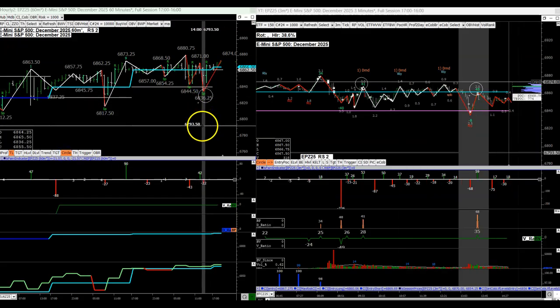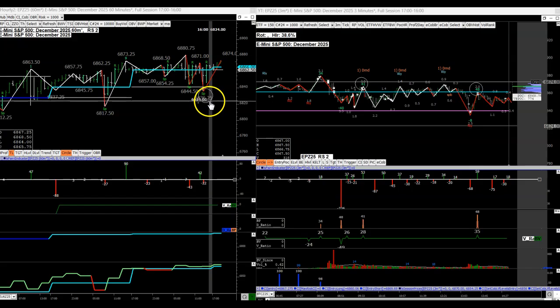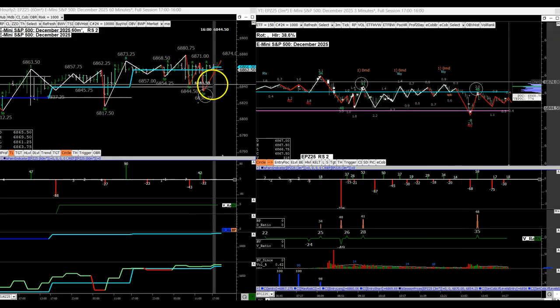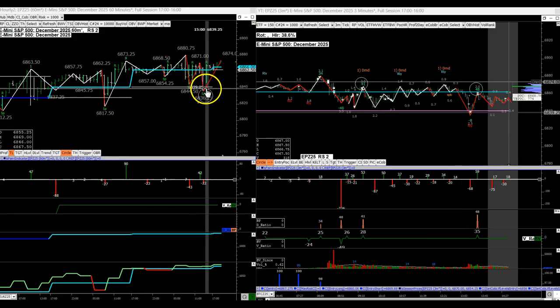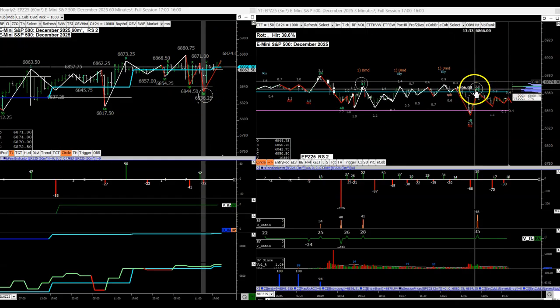So the question is, is this spring going to get bought? And are we in an uptrend? Yes, we are in an uptrend. Is the spring going to get bought? It's in spring position. Is it going to get bought? It did get bought.